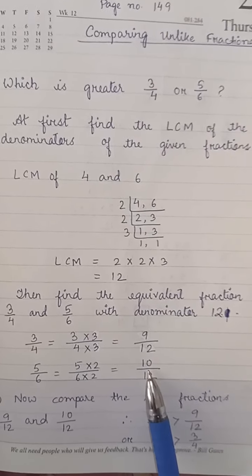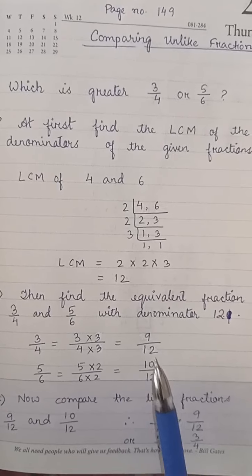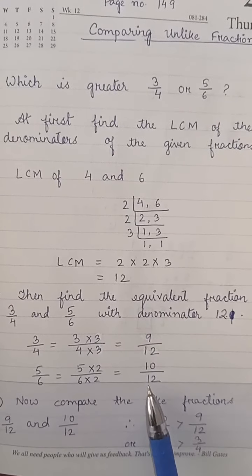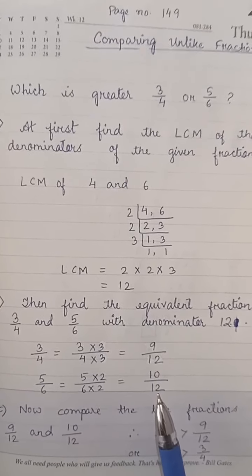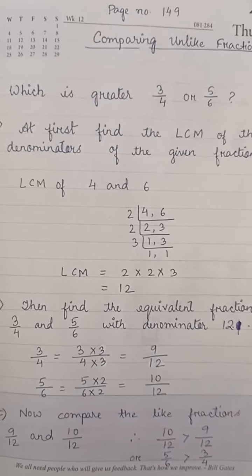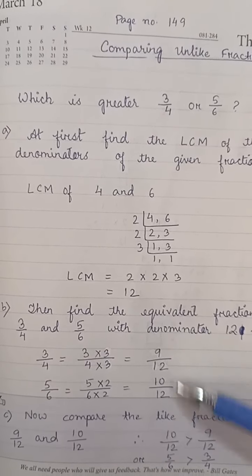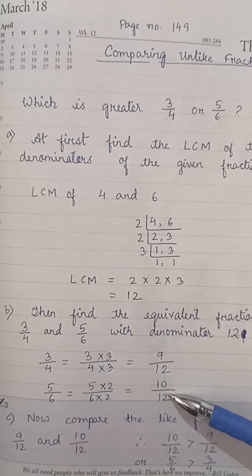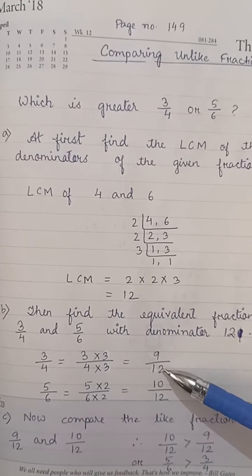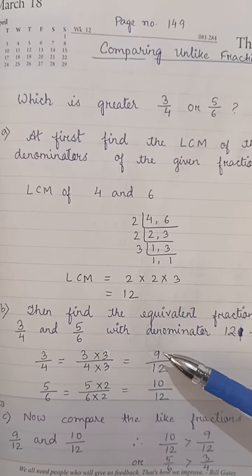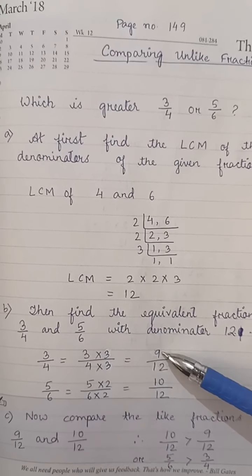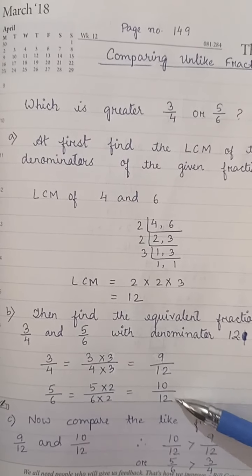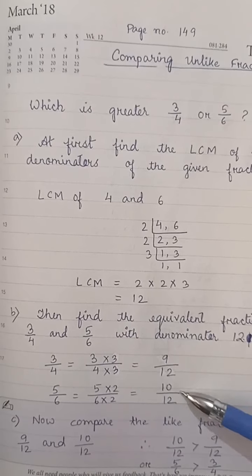So it becomes like fractions. The denominators are the same, and now you can easily compare because you know how to compare like fractions, right? You see, it is 12, it is 12. They become like fractions. That's why you only see the numerator. Here it is 9, here it is 10, so obviously this one will be greater.